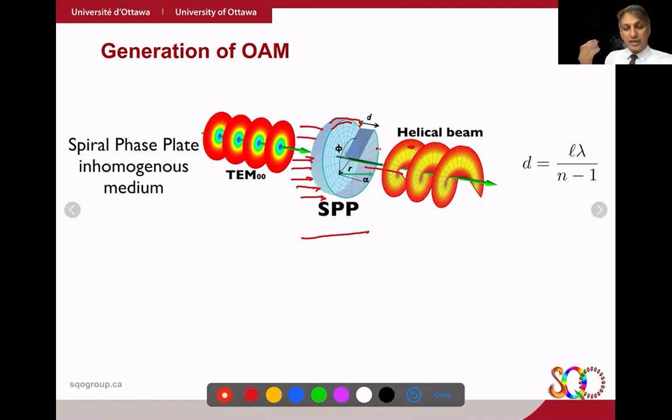And with this technique, you will impart OAM to the beam. However, remember that if you want to create specific L values, then in this form of staircase, the jump in the staircase that happens here should be on the order of a wavelength. That was the reason that the first experiment using the spiral phase plate was done in the microwave, because this control requires proper engineering, and that could be done with a microwave more easily than visible light.